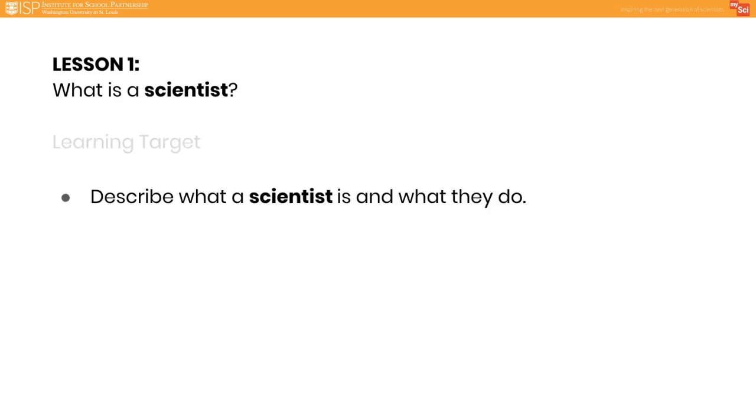By the end of this lesson, students will have described what scientists do, and they will also have an idea about the different options that scientists have when entering their career fields.